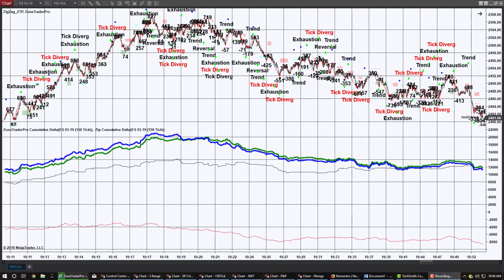ZoneTrader Pro is making an improvement to the indicator so that these divergences are picked up automatically and displayed on the chart. That should be added to the indicator within the next couple of weeks. I've also asked the programmer, but I'm not sure it's possible yet, to tell me if there's a divergence between the large contract traders and the small contract traders.